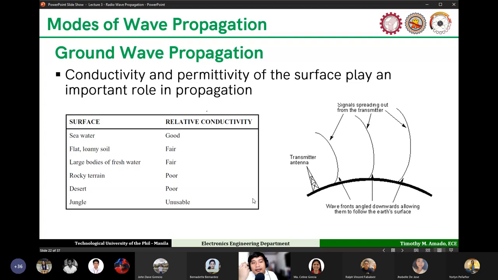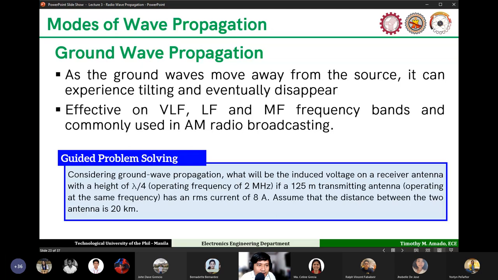So, another thing about the ground wave, I already mentioned the tilting. As the ground wave moves farther away from the source, it can experience tilting and eventually disappear. I mentioned this earlier, guys, it is effective in the VLF, LF, and MF frequency bands. This one is commonly used in AM radio broadcasting.